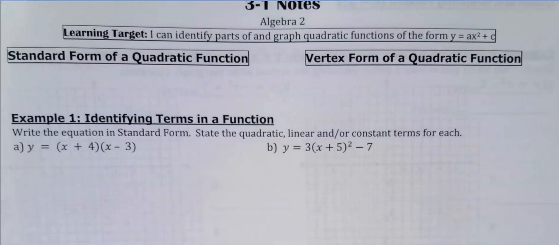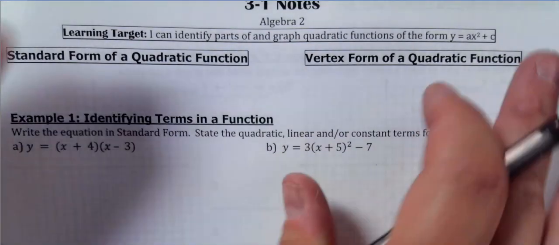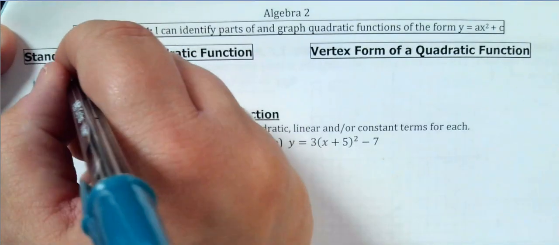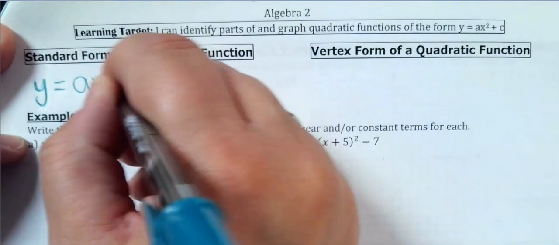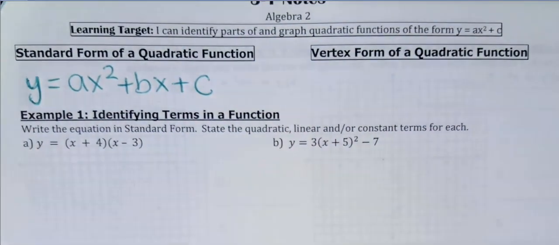Before we get into that, I'm going to give you the two different formats that we're going to use for this unit and the next unit for how to write a quadratic. The first one I'm going to write down is called standard form, and that is y equals ax squared plus bx plus c. A, b, and c there would just be numbers that we would have as coefficients in that function, and I hope you guys have seen that in Algebra 1.